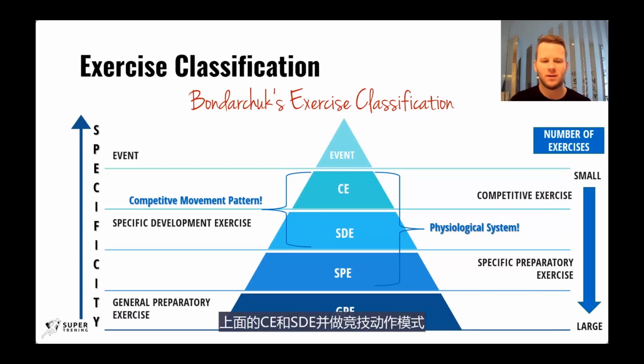Basically, up here we're talking about the competitive movement pattern, and down here we're talking about the physiological system. This should probably or could extend down here, especially for team sports as well. The thing here is that this is a very useful model for a track and field event or metric events, while not so much for team or ball sports. Let's see why.